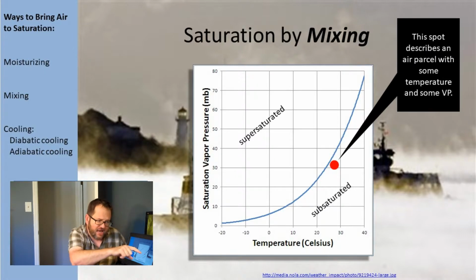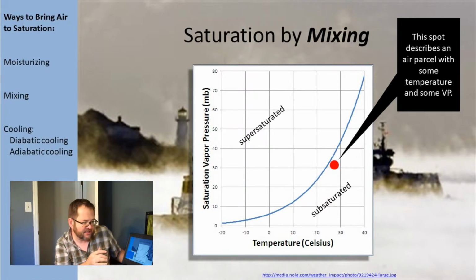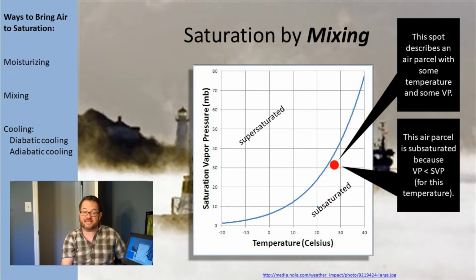And so we have plotted that point there. We measured some air parcel's temperature and vapor pressure. That's the point that corresponds to it. And in this case here, this air parcel happens to be subsaturated. I can tell it's subsaturated because it is below the curve.